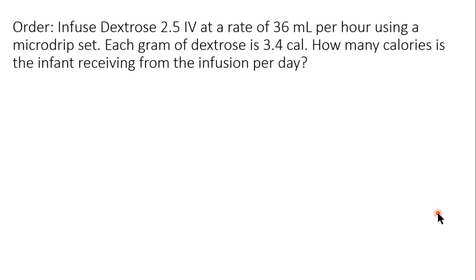The order is to infuse dextrose 2.5 IV at a rate of 36 milliliters per hour using a microdrip set. Each gram of dextrose is 3.4 calories. How many calories is the infant receiving from the infusion per day?